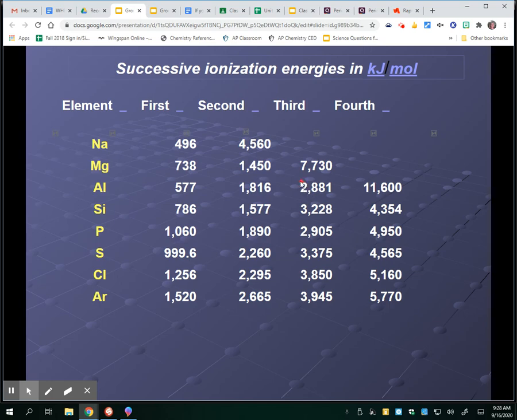Okay, so this is a little bit about ionization energies and atomic radius. We'll continue this in a later video.